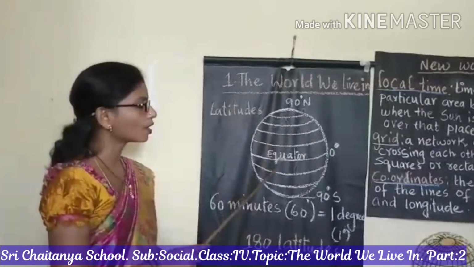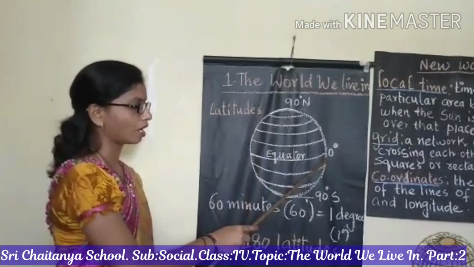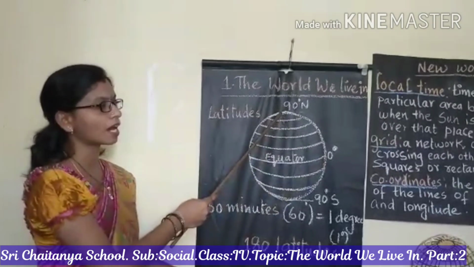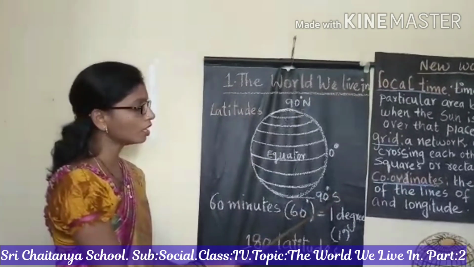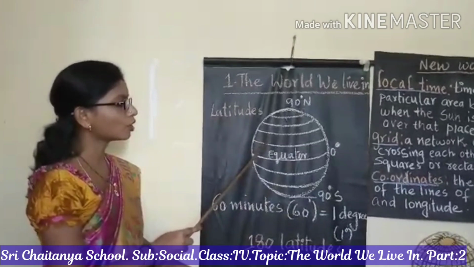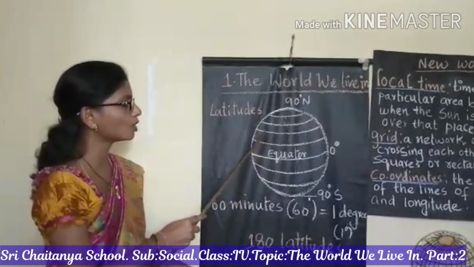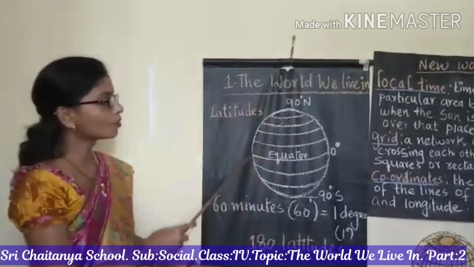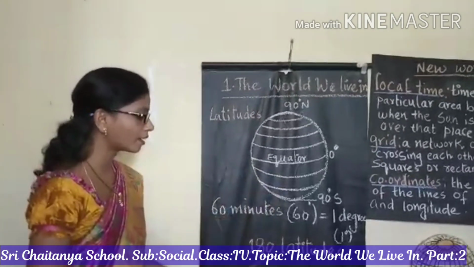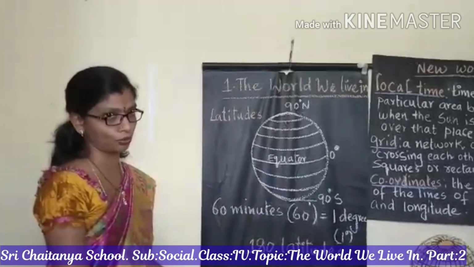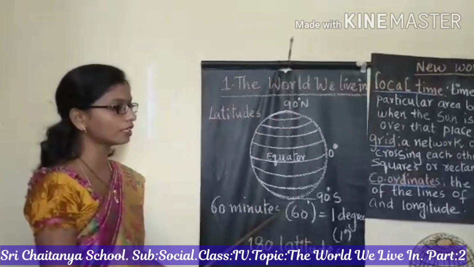increases. So here the latitudes are marked from 0 degrees equator, and to the north side it is marked as degrees north, and to the south side it is marked as degrees south. These latitudes have equal distance among each other. The lines of latitudes have equal distance among themselves, and there are overall 180 latitudes. So 90 latitudes in the northern hemisphere and 90 in the southern hemisphere.